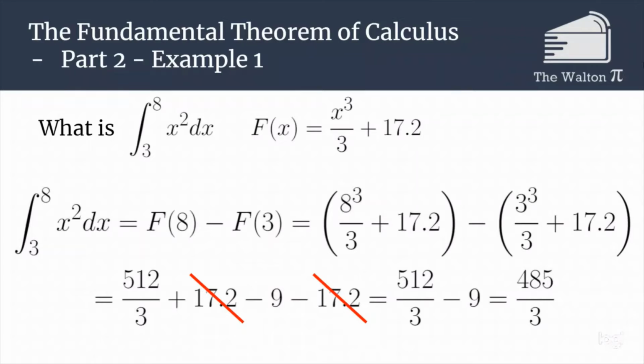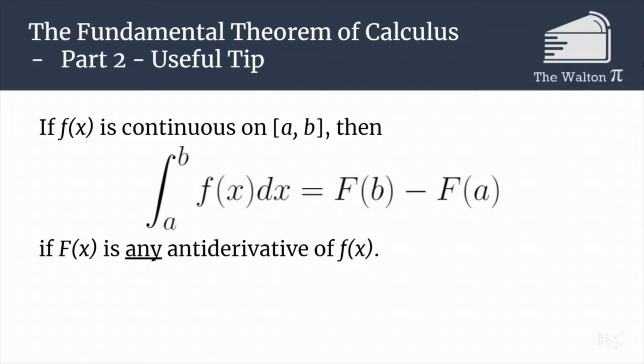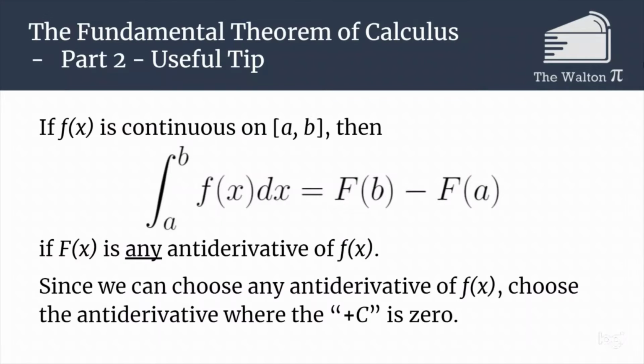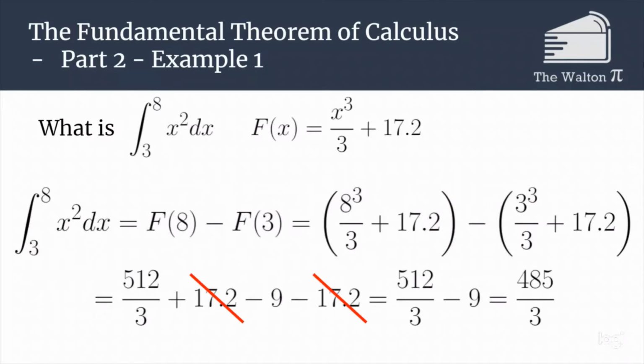So that's our answer. But the big question is, since the 17.2 canceled, did it matter which one we picked? No, we could have replaced 17.2 with any constant. And so that comes up with a useful tip. If we have the integral from a to b of f of x dx, since we can choose any antiderivative, we might as well choose the antiderivative where the plus c at the end is 0. So in our previous example, we could just as easily have picked big F to be x cubed over 3 plus 0, and then we wouldn't have had those 17.2's that would have had to cancel. They would have already been gone.